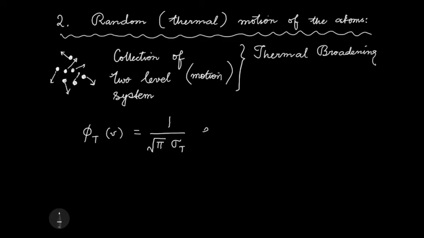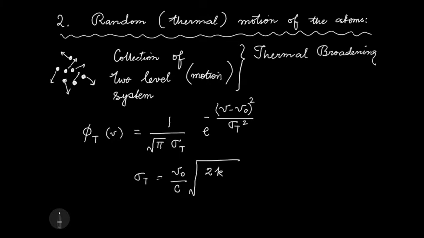And now this is a Gaussian, which is a familiar function to you. The spread of the Gaussian is written by sigma suffix T. T is the temperature at which the system is. Nu zero is again the center of the line. And sigma T depends on the temperature in the following way. It's all Doppler effect essentially. K is the Boltzmann constant, m is the mass of each of these individual atoms.